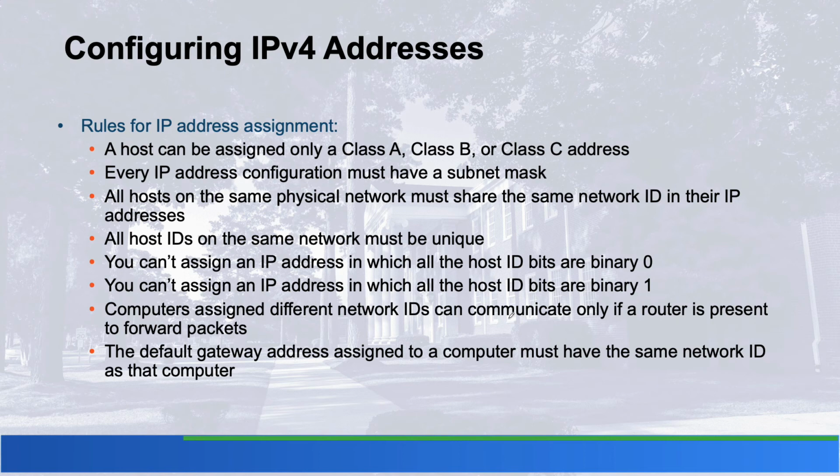You can't assign an IP address in which all of the bits are 0. So you can't have a 0.0.0.0. You can't assign an IP address to a device where all of the bits are 1. So you can't assign an address of 255.255.255.255. Computers assigned different network IDs can only communicate if you have a router in between them. Remember that the default gateway is assigned to a computer and must be the same network ID as that computer. So the gateway has to be on the same network. The address for the gateway has to be on the same network as the computer's IP address.